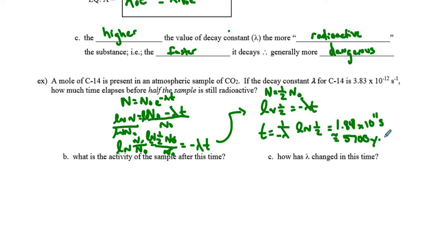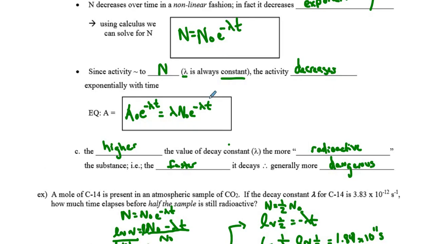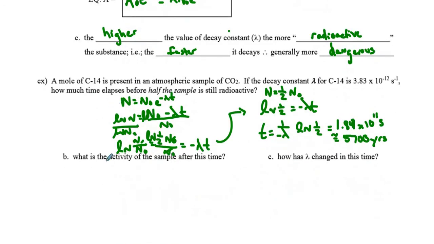So this is obviously a long period of time, and you may have heard of carbon dating. We'll talk more about this in just a moment, but this is how we do general carbon dating for organic materials. What is the activity of the sample at this time? Well, the activity is equal to lambda times N.